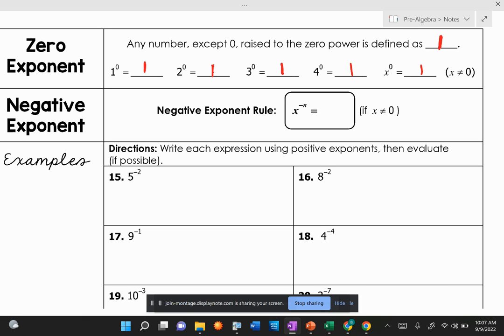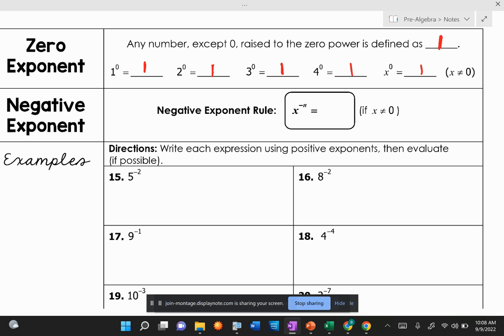What that is saying is that in this last example right here, this rule is applicable as long as x does not equal 0. Because 0 to the 0 power would not be 1. And so that's why it's specified.